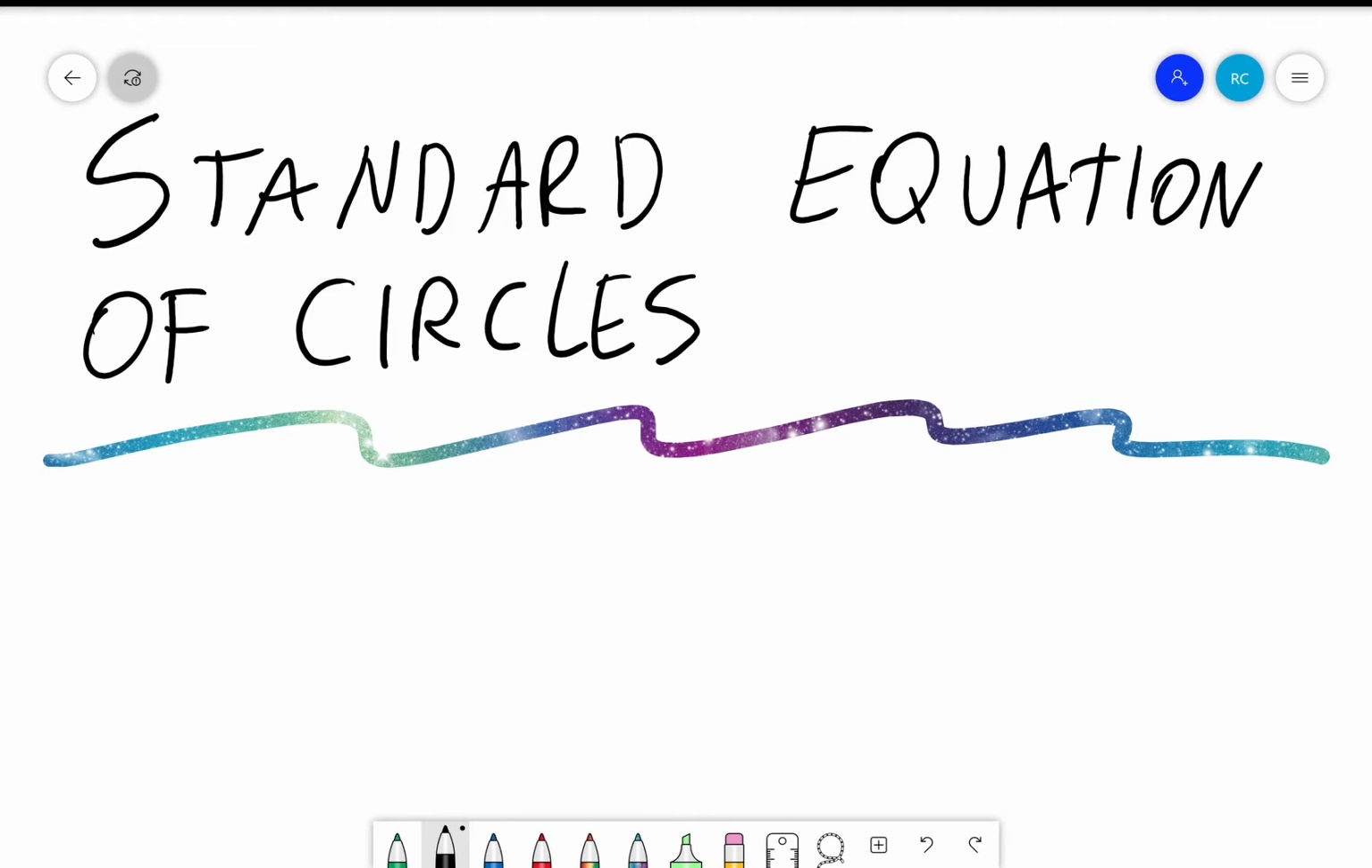So a couple of things about circles, okay? There is really only two pieces of information you need to know when it comes to graphing a circle. You need to know the center and the radius. Those are really the only two defining traits of a circle. How big is it and where is it?